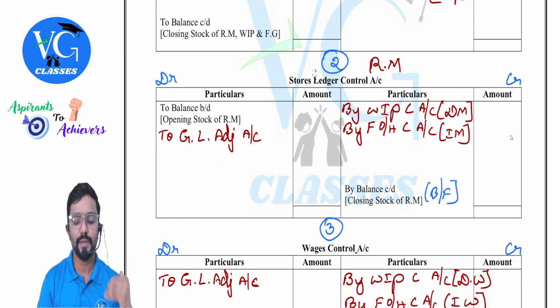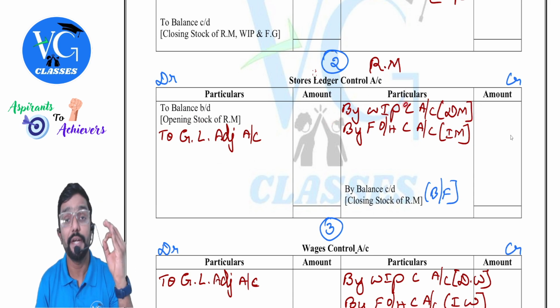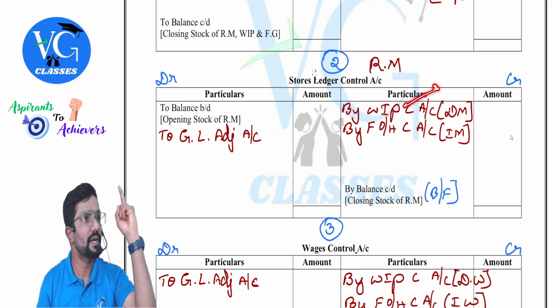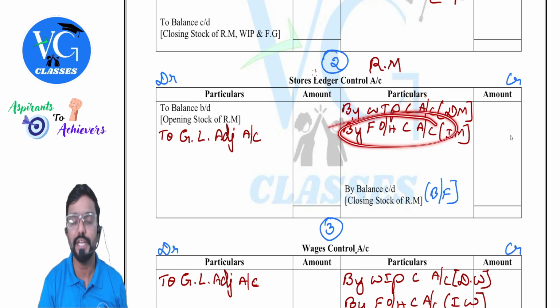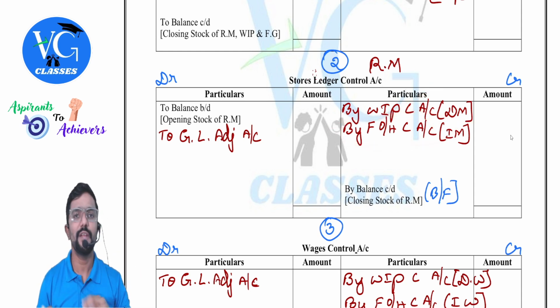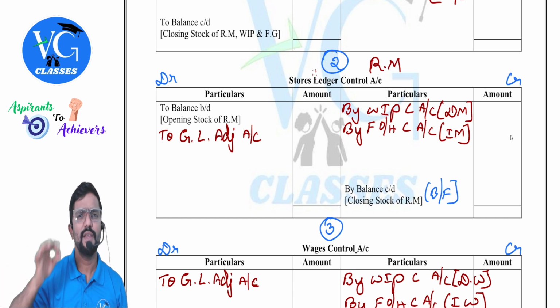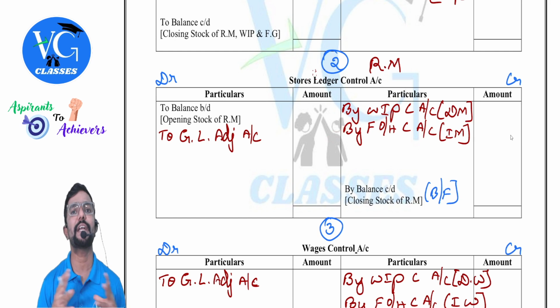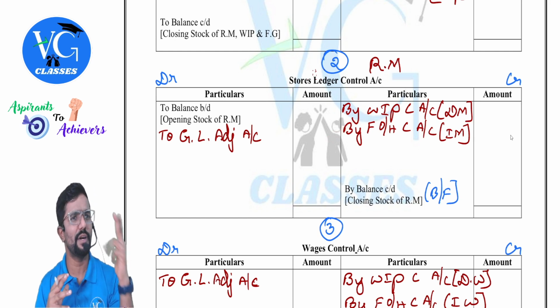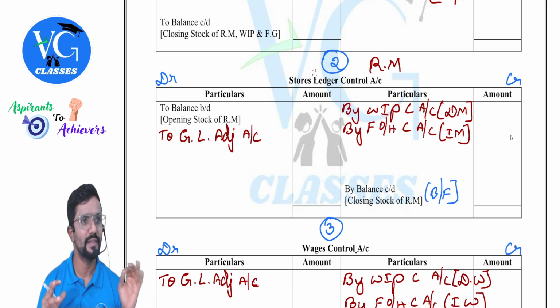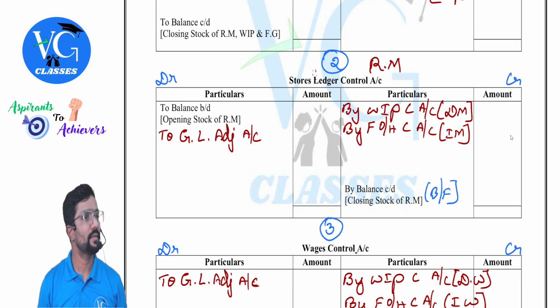Then once I purchase, what should I do? If I am issuing direct material for production, I have to send it to the WIP control account. If it is indirect material, I have to send it to the factory overhead control account. If they have told you it has been transferred to administrative overhead, or selling and distribution, transfer it to the respective account. If it is simply given as indirect material, transfer it to factory overhead. Factory overhead, production overhead, manufacturing overhead, works overhead, everything is the same; I am using one name, factory. At the end, this account will have a closing balance. What is it? Closing stock of raw material.